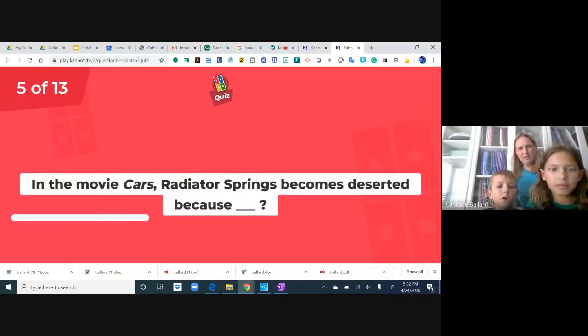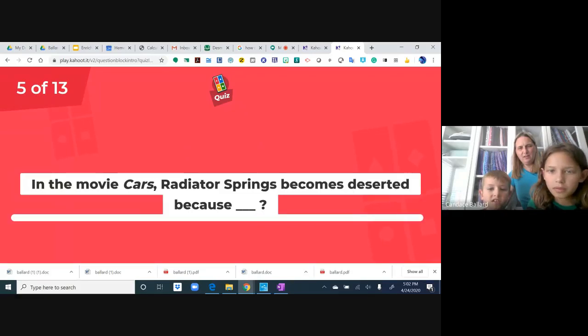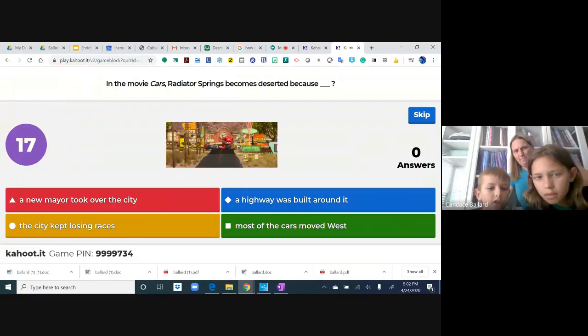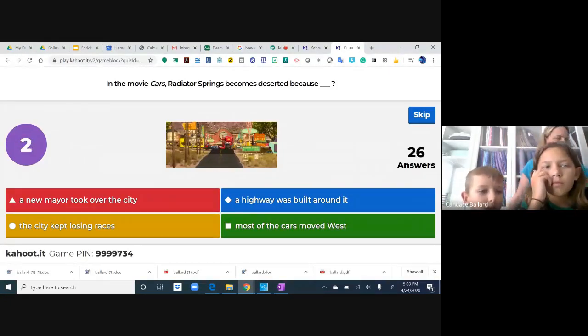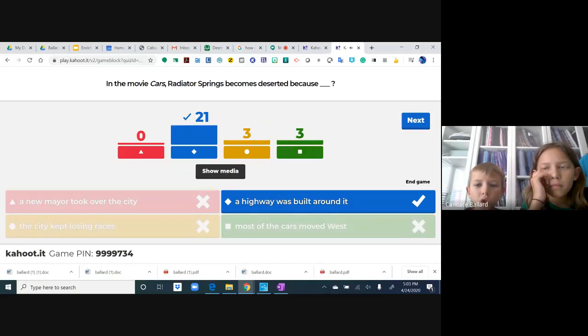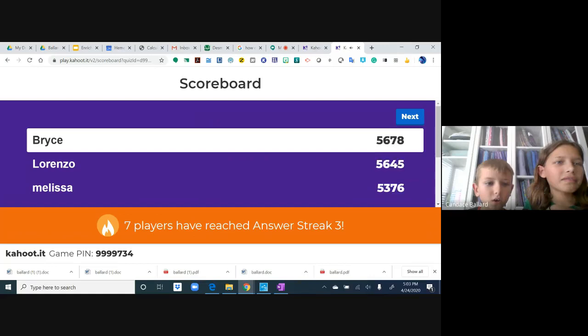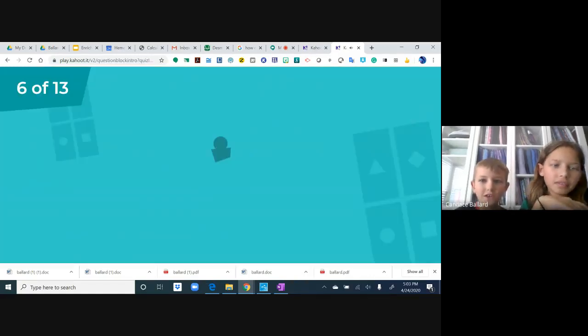Wow. Quiz. In the movie Cars, Radiator Springs becomes deserted because a new mayor took over the city, a highway was built around it, the city kept losing races, or most of the cars moved west. Oh, yeah, I know. Yes, a highway was built around it. How am I 11th? Because you didn't answer. I get it, Andy. Oh, everybody's staying safe. Can I come over to anyone else's house?